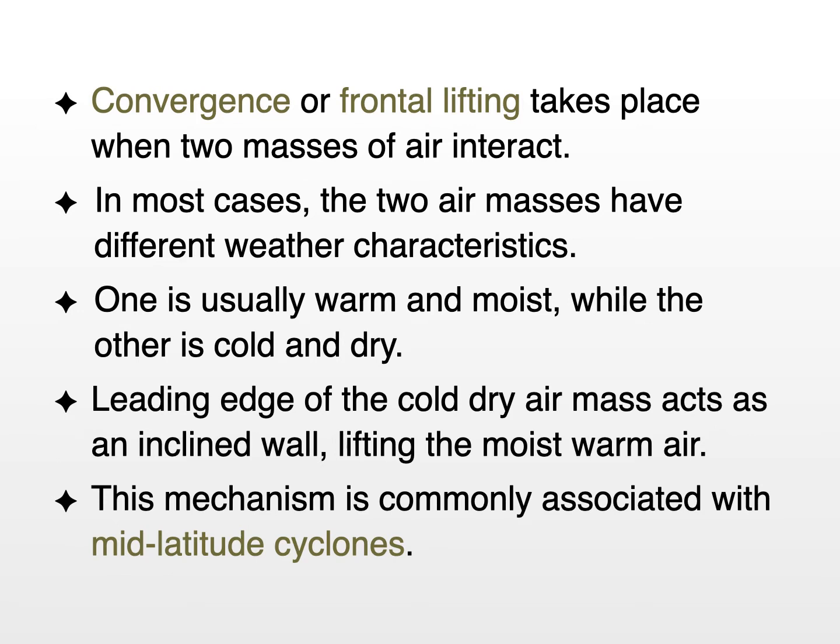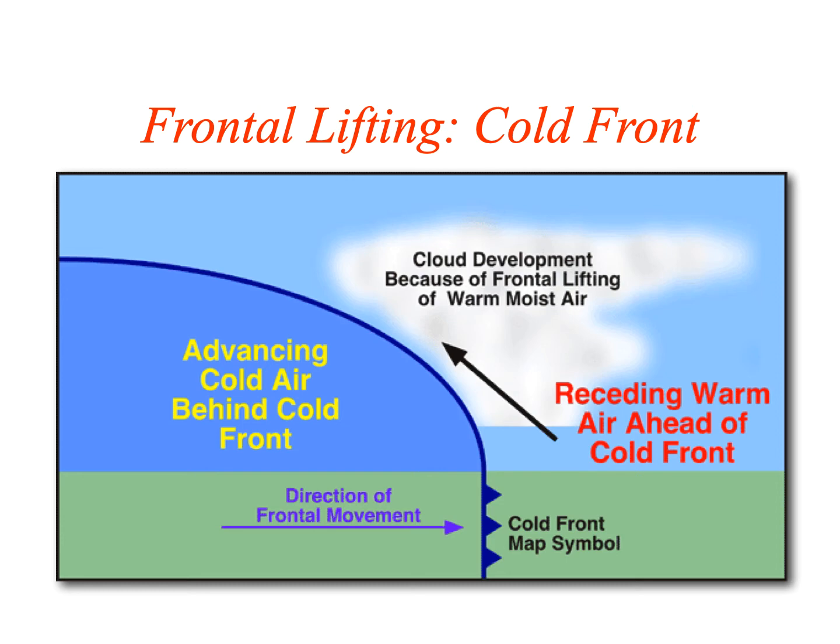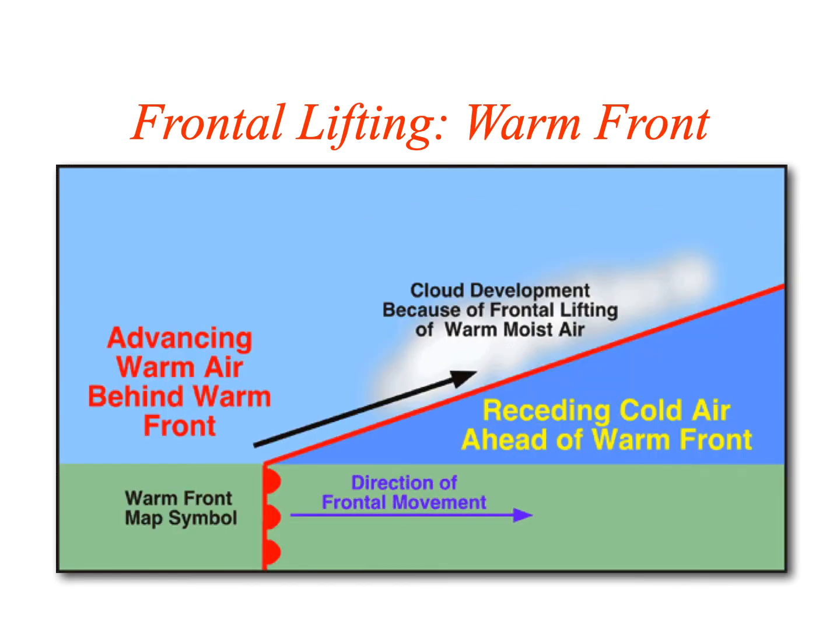Convergence or frontal lifting is a common mechanism associated with mid-latitude cyclones and their cold and warm fronts. And here we see frontal lifting occurring along a cold front. Usually the clouds that develop here are cumulus, cumulonimbus, and they occupy a narrow zone over the cold front. In warm frontal lifting, we get more stratus or nimbostratus type clouds. They occur over a much wider zone, and we have this warm air flowing over receding cool air, and clouds developing in the upper atmosphere.